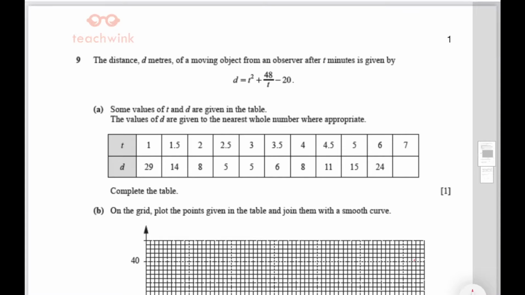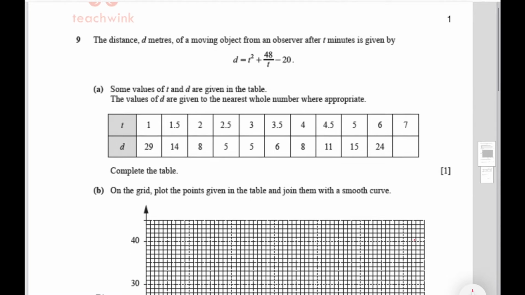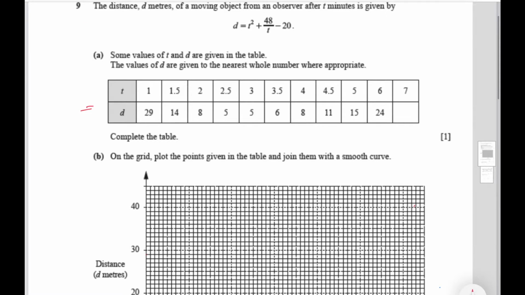So let's start. The question says the distance d meters of a moving object from an observer after t minutes is given by this equation, d equal to t squared plus 48 over t minus 20. Part A says some values of t and d are given in the table. The values of d are given to the nearest whole number where appropriate. This is the table that they're talking about.